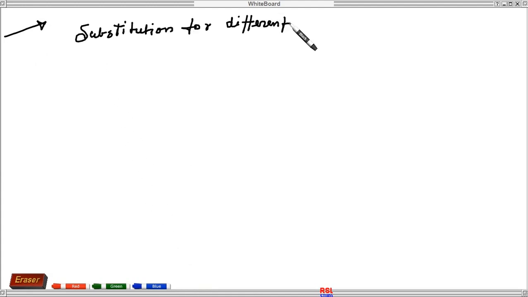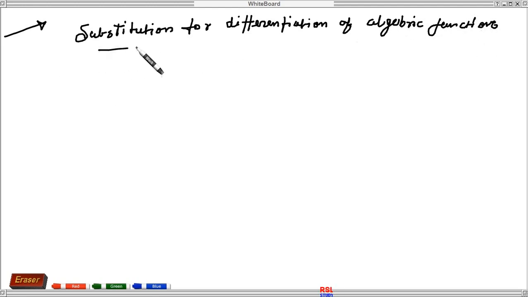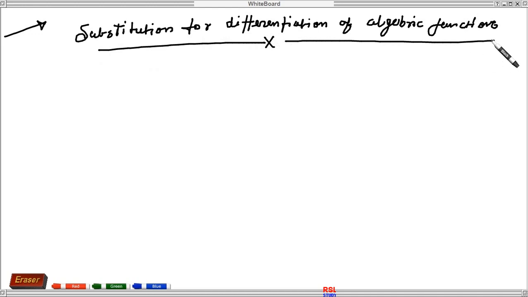Substitution for differentiation. I have written all the formulas and tactics. So now we'll see some substitutions for differentiation of algebraic functions.